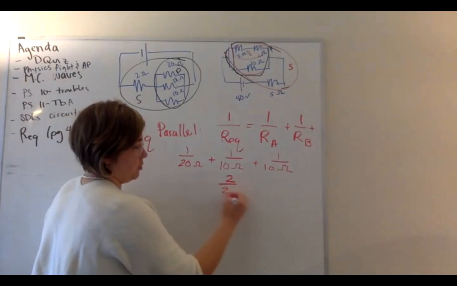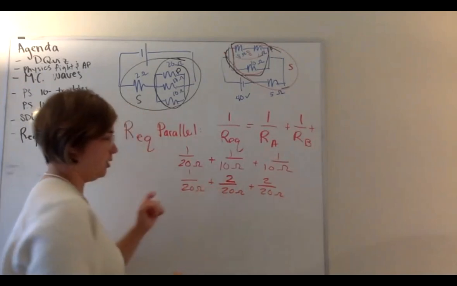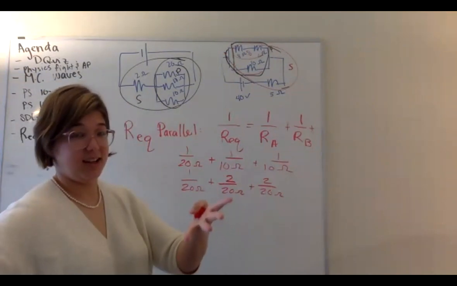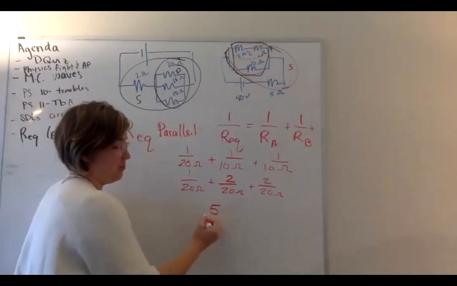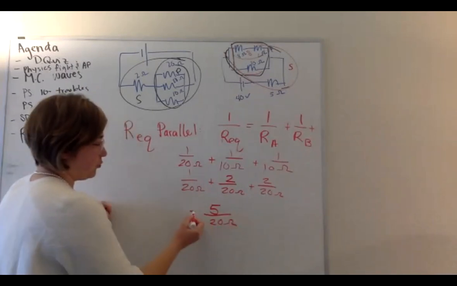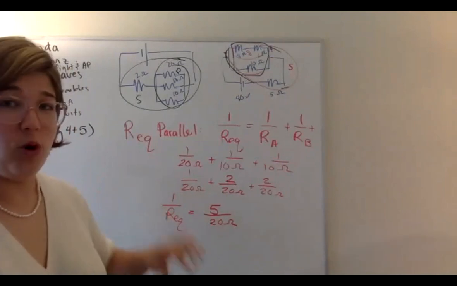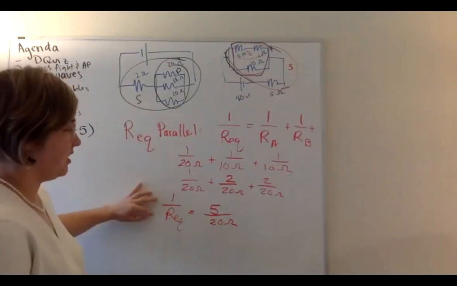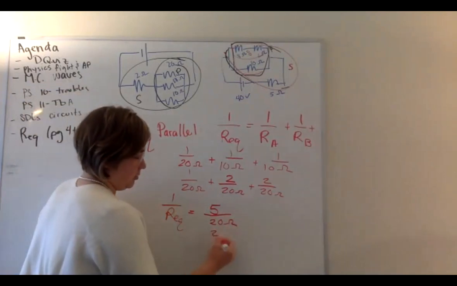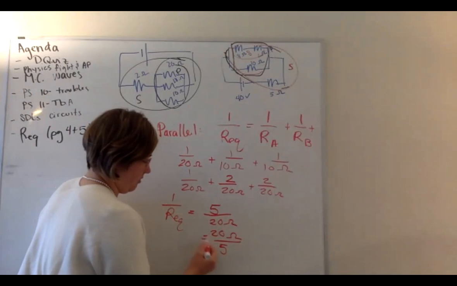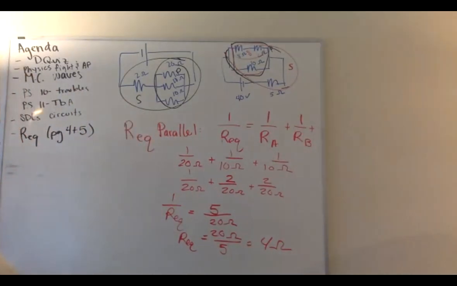So this would get me 2 over 20 plus 2 over 20 plus 1 over 20, which hopefully we know 1 plus 2 plus 2 equals, everyone? 5. Great. And so remember, this is 1 over the equivalent. So my last thing is I flipped them to get here. I have to flip them back. So we're going to flip this, and we're going to get 20 ohms over 5. So it's going to be 4. So it's going to be 4 ohms total.